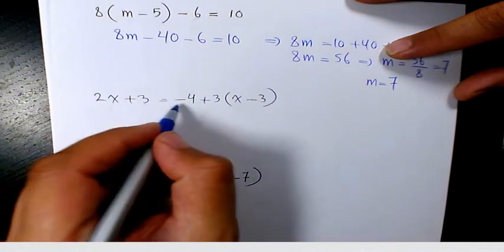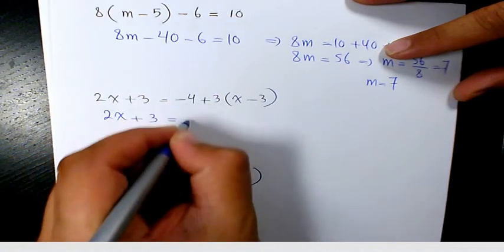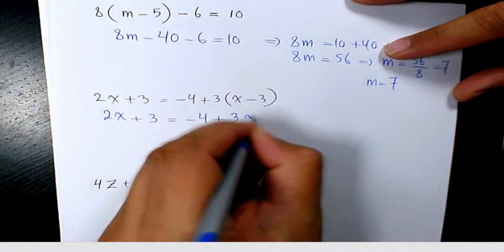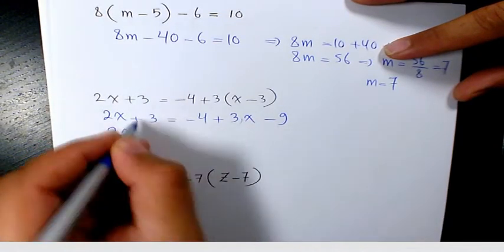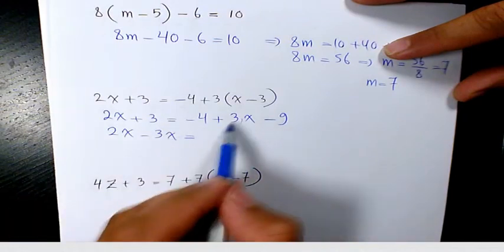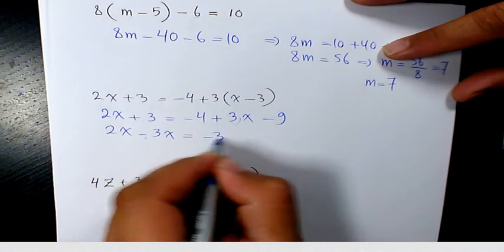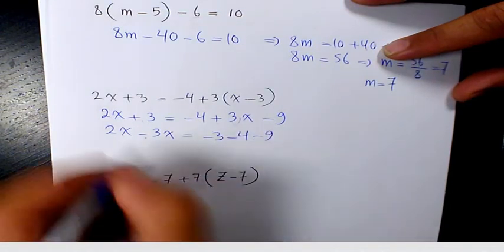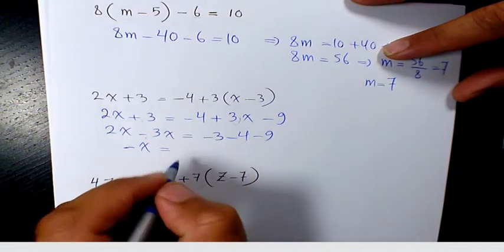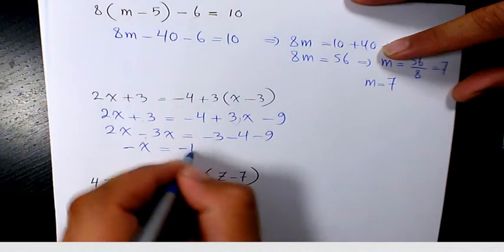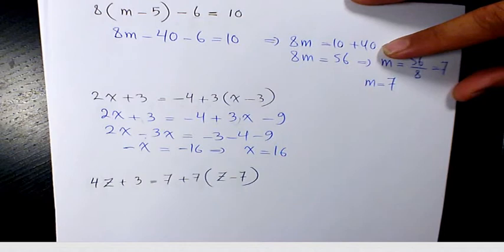2x plus 3 equals negative 4 plus 3 times x minus 3. So we have 2x plus 3 equals negative 4 plus 3 times x, 3x. 3 times negative 3 is negative 9. So we have 2x. You move this one in here, negative 3x. See here, it's positive. When you move it to the left hand side, it's going to be negative. 3, you move it here, is negative 3. Negative 4, you didn't move it, it doesn't change. So 2x minus 3x is going to be negative x. Negative 3 and negative 4 is going to be negative 7. Negative 7 and negative 9 is going to be negative 16. So negative x is negative 16, so x will be 16.